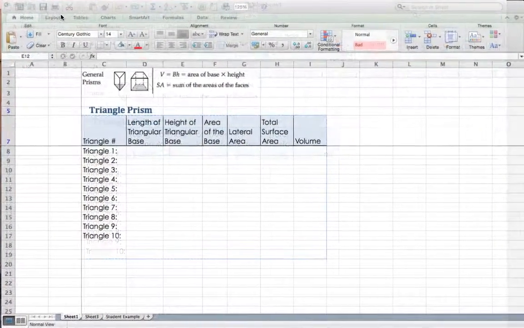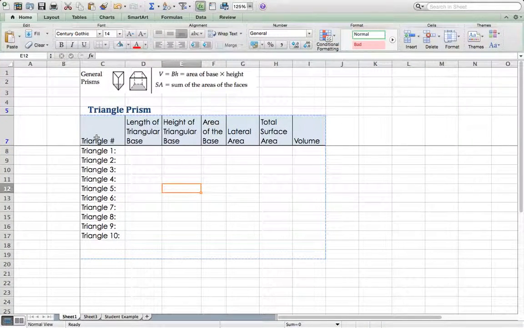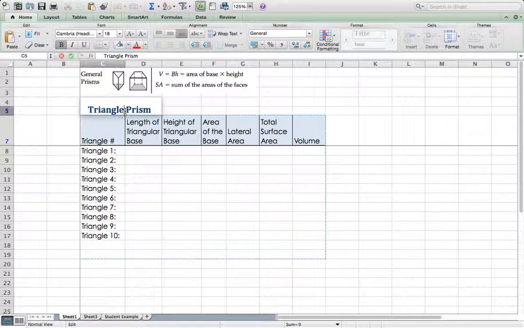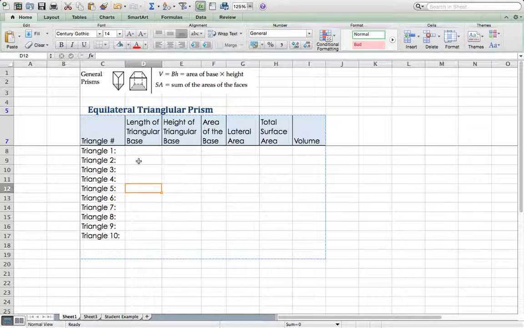Hello class, here I will be showing you an example of what you can do with formulas in Excel and how we can use this to relate to our unit of three-dimensional solids in calculating their surface area and their volume. So in this example I'm going to do a triangular prism, and specifically we're going to do an equilateral triangle. So that means on the base, if you look at this one, all those lengths are the same.